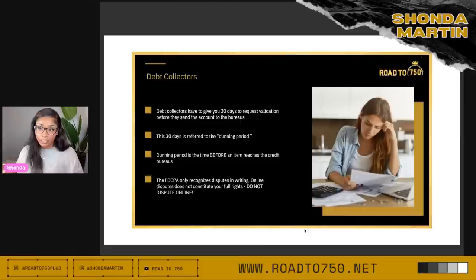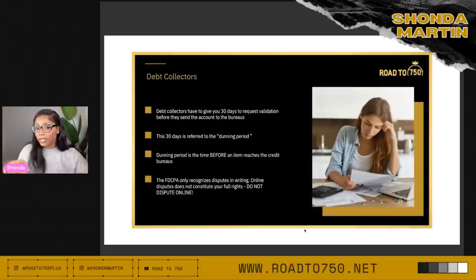Debt collectors have to give you 30 days to request validation of the collection account before they send it to the credit bureaus. So what that means is whenever you receive a collection notice in your mailbox, we've all seen one before, the collection notices where they're telling you, hey, we got this account, you owe this, how do you want to pay it, right?